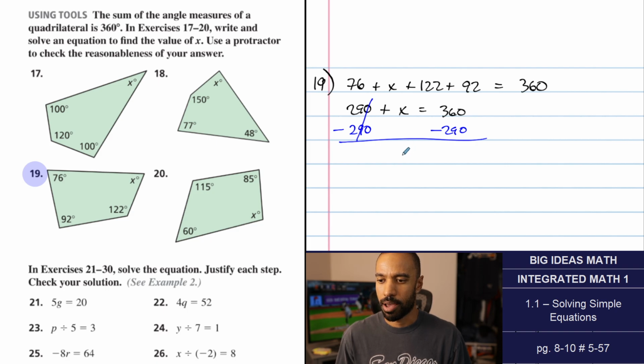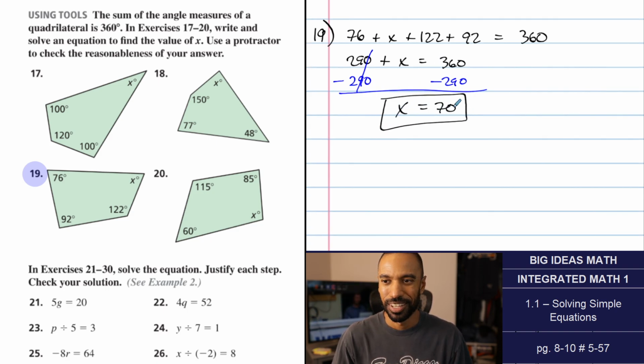It's like, Mr. Robinson, did you do these problems before? No. No, it looks like 70 degrees. I don't know what to say. It just looks like 70 degrees.